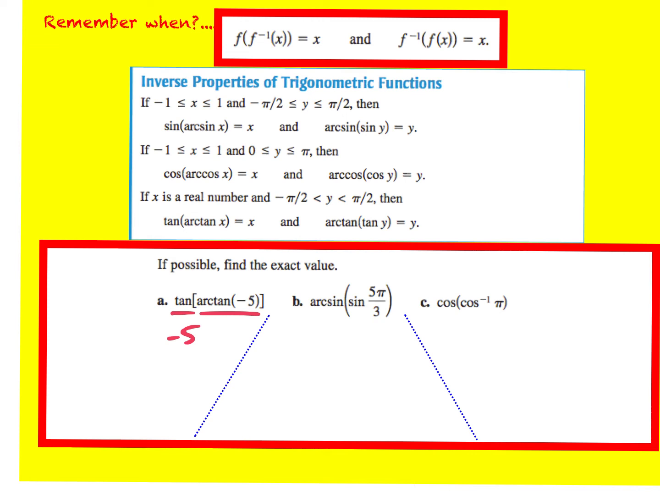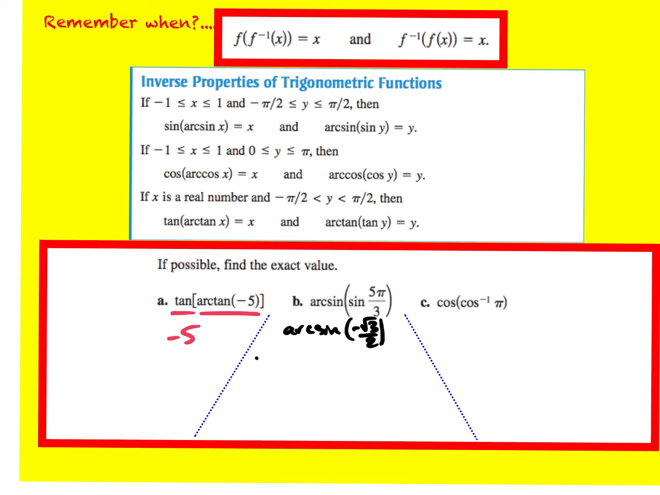So I'm going to have arc sine of 5 pi over 3. We'll show you two ways to do it. All right. So what's the sine of 5 pi over 3? Good. So now I have an arc sine of negative square root 3 over 2.